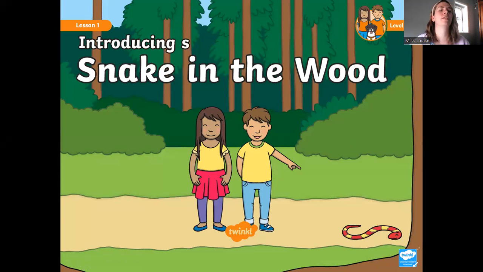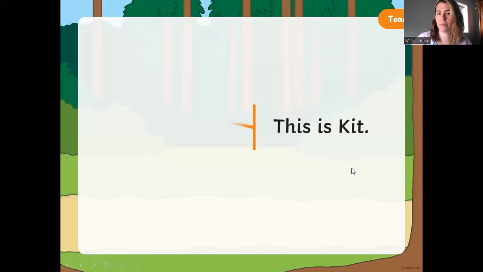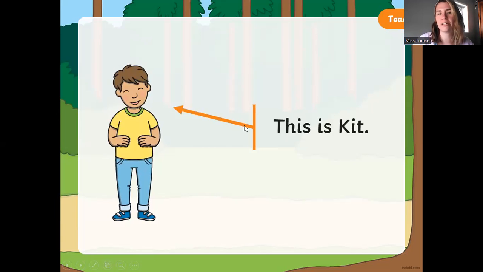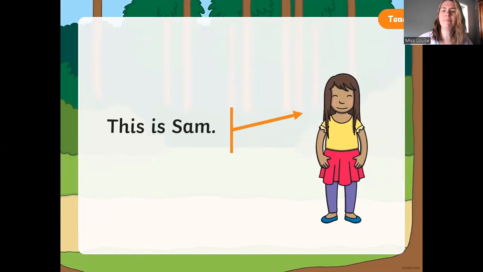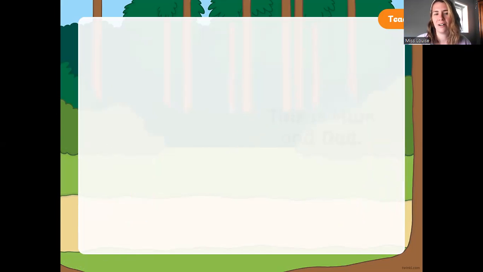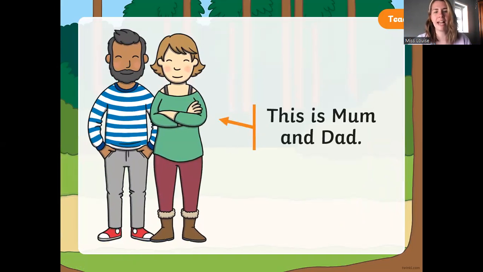So Snake in the Woods, I might start with, what can you see in the picture? Okay, so they might know the word snake, or they might know the word boy or girl. So that's what we'll start with. And then we introduce the characters of the stories. So this is Kit, and I'll usually say, hi, Kit, and then encourage your child to say the same. Oh, hi, Kit. And this is Sam. Oh, hello, Sam. And just get them used to saying different greetings when you're introducing the characters. Oh, hey, Mum and Dad.